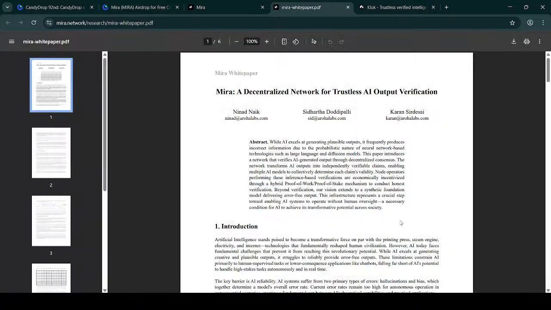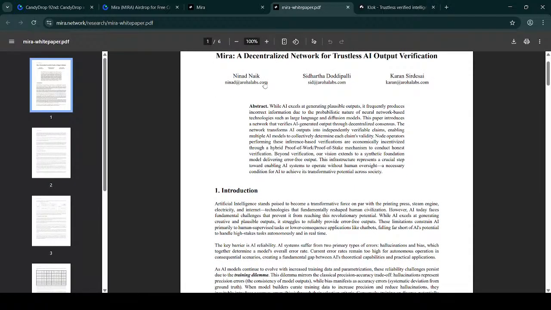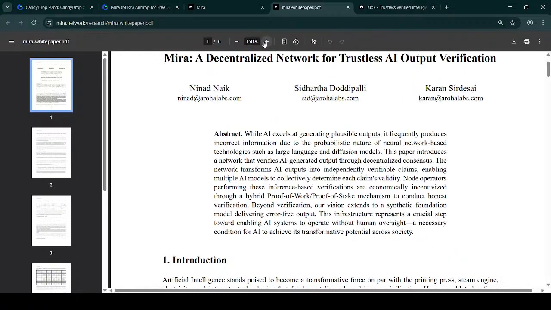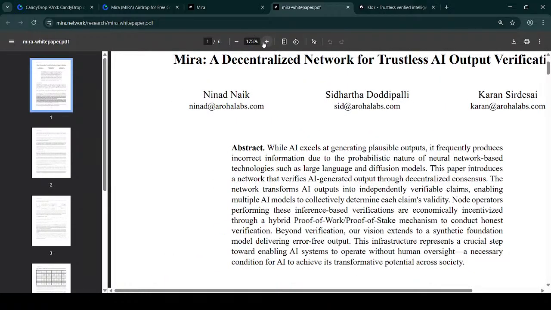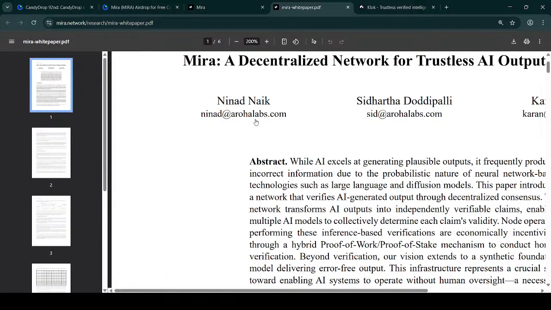So read this Mira white paper, the decentralized trustless AI output verification, guys, and probabilistic AI. Let's talk about it right now. You see now, guys.